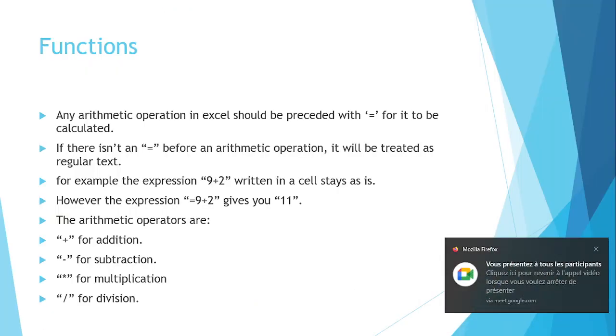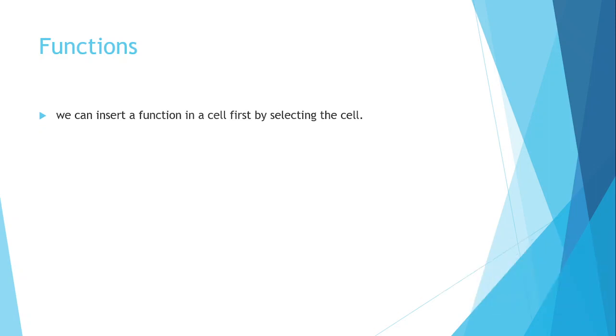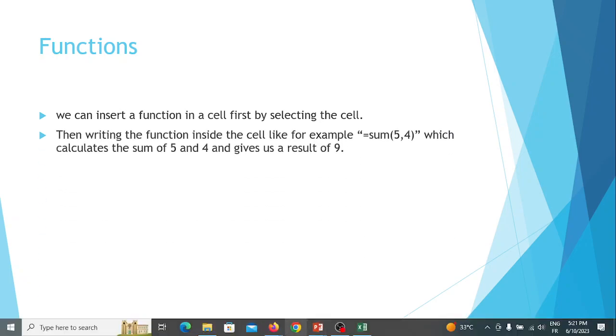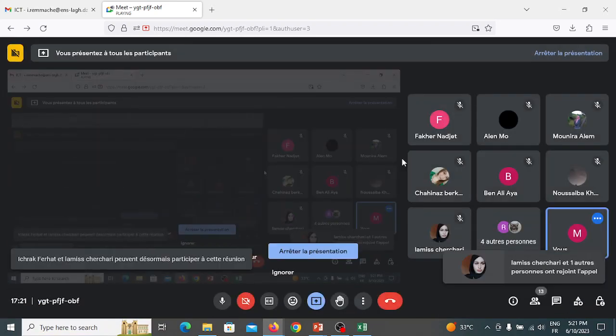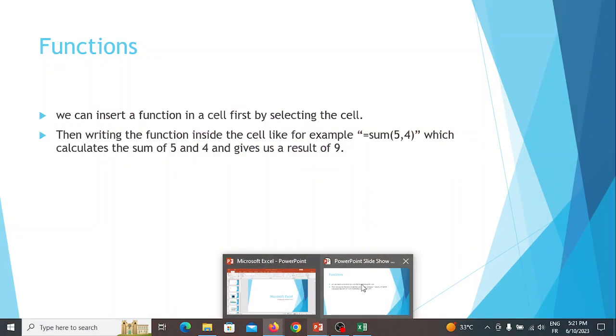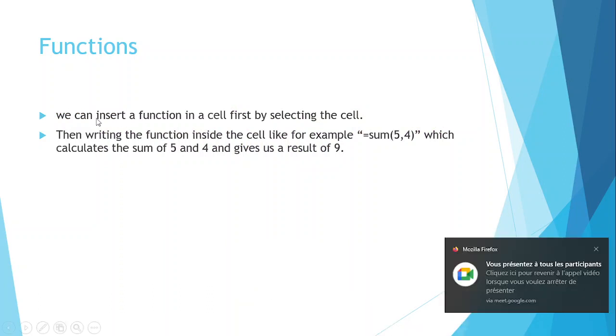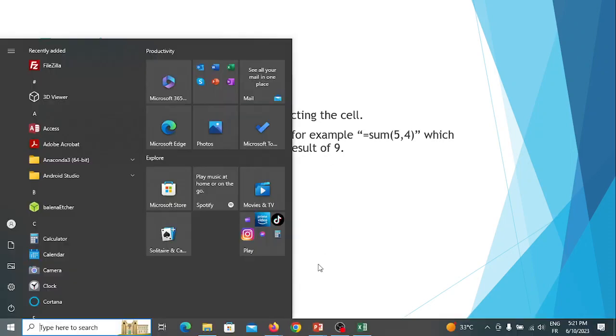Let's continue with the functions. We can insert a function in a cell first by selecting the cell, then writing the function inside the cell. For example, equals sum of 5, 4. This calculates the sum of 5 plus 4, okay, and gives us a result of 9. Okay, let's try it out.